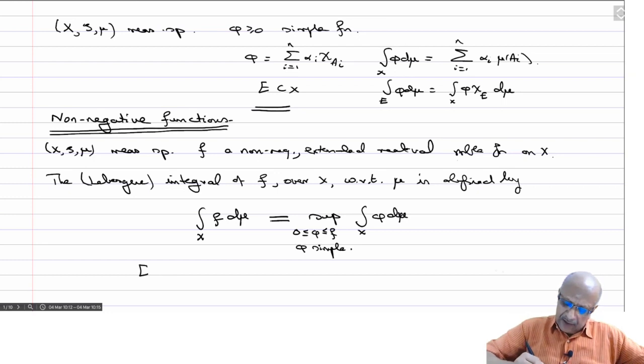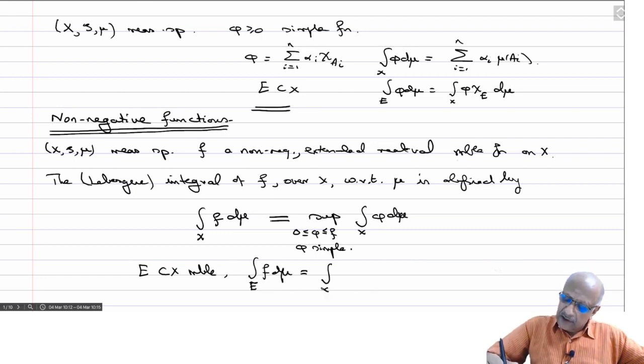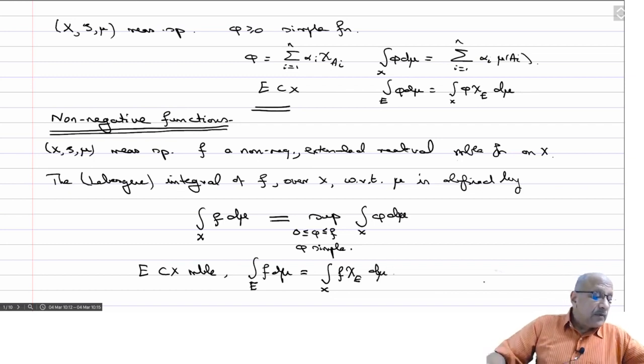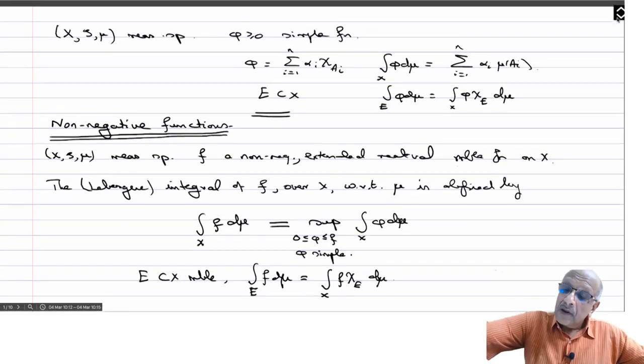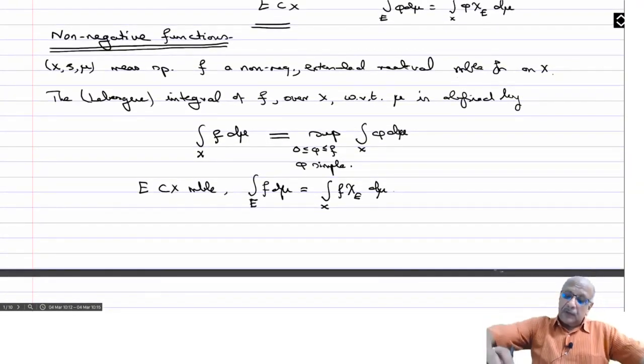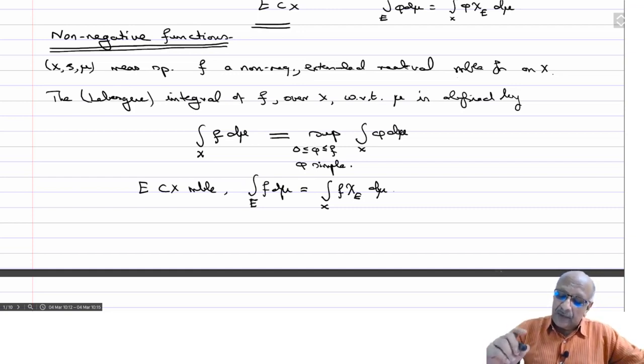And if E is contained in X, measurable, the integral over E of f d mu equals the integral over X of f times chi E d mu. Okay. So recall that we proved a very important theorem earlier: if f is a non-negative measurable function, then it is the increasing limit of simple non-negative functions, and therefore this definition makes sense.